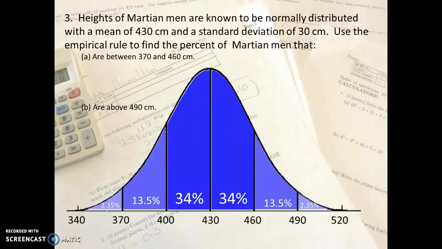But once I have those percentages from the empirical rule, how do I apply it? Well, read the problem. Between 370 and 460. I identify those. There's 370, there's 460, which means that those percentages are in between, which means add them up, and then you could find the answer to part A. Use that same process to get part B and other questions using the empirical rule. So one more time, percentages, that's given, but the numbers on the bottom, that's on you.